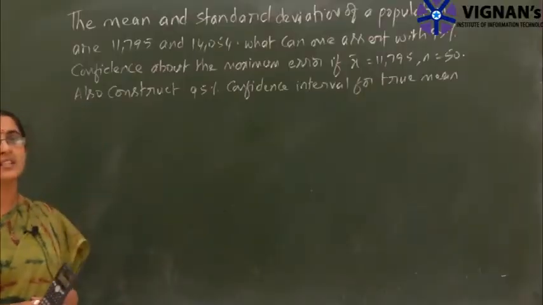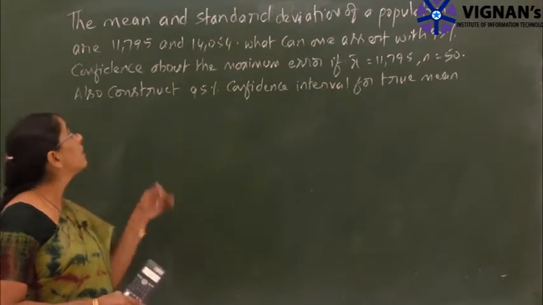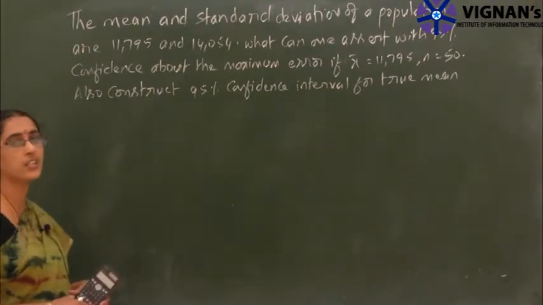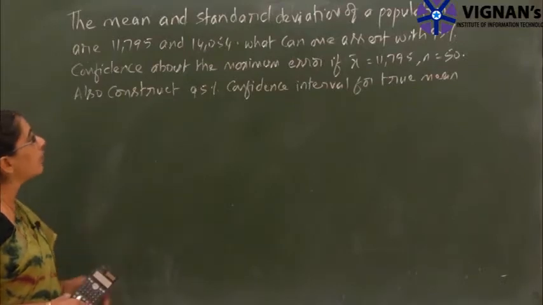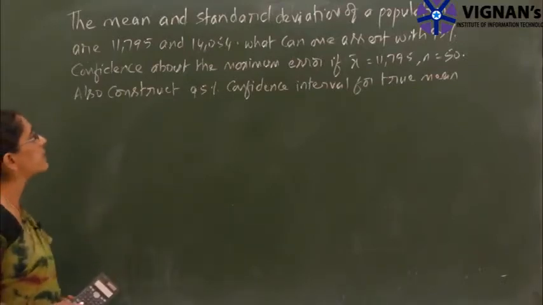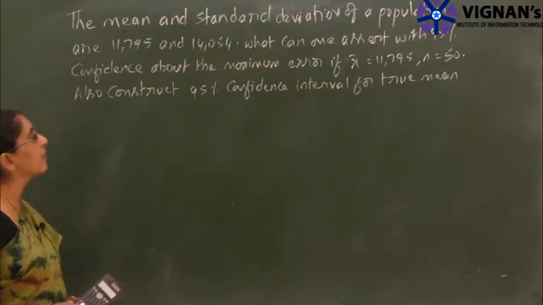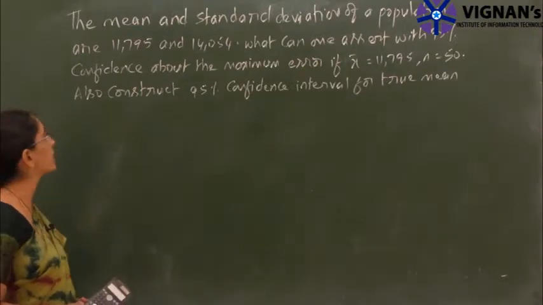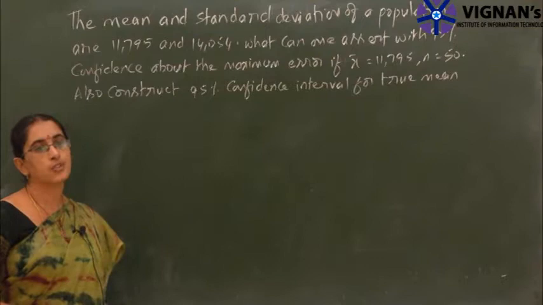In this class, we will discuss how to construct the confidence interval for the mean. Let's see the problem here. The mean and standard deviation of a population are 11,795 and 14,154. What can one assert with 95% confidence about the maximum error if x bar equals 11,795 and the sample size n equals 50? Also construct a 95% confidence interval for the true mean here.